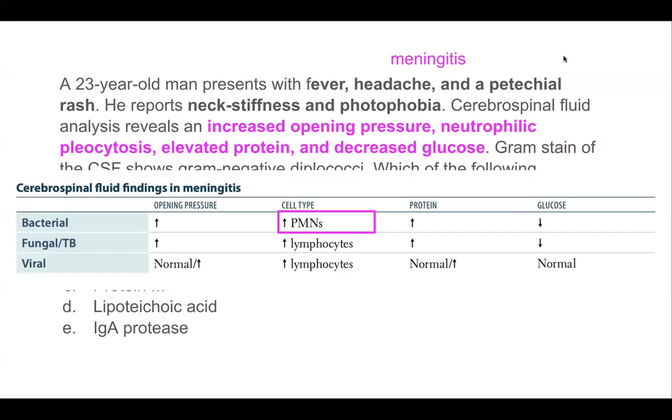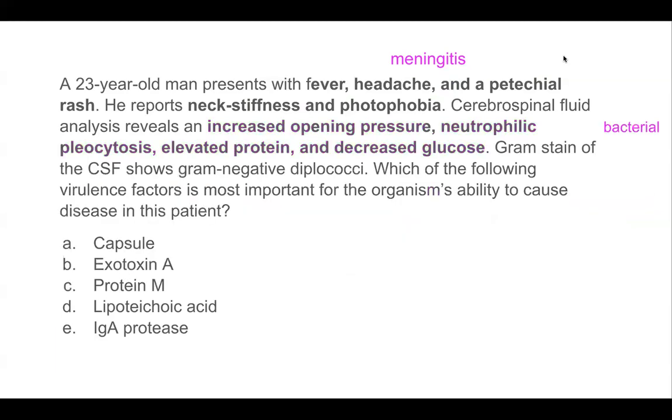Proteins are often elevated again in all three, so this doesn't really help us a whole lot. And then glucose is going to be low in bacterial or fungal, and then normal in viral. So here we have decreased glucose. This whole picture fits with a bacterial meningitis. Someone once told me to remember this as the bacteria eating up all the sugar in the CSF. So we think this is a bacterial meningitis.